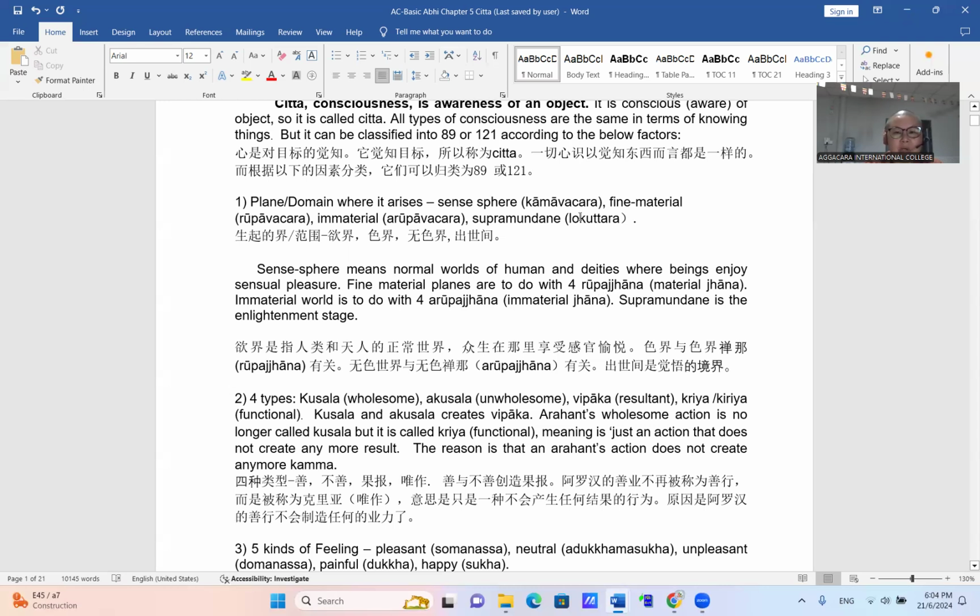Supramundane, this is the last one, Lokuttara. All right, it's two words, loka and uttara. Loka is world, uttara is above. It means that it goes beyond the normal world. So the word is Lokuttara. Okay, to understand this paragraph, if you understand the 31 planes, you can roughly have some idea about Kama Avachara, Rupa Avachara, Arupa Avachara, and Lokuttara.